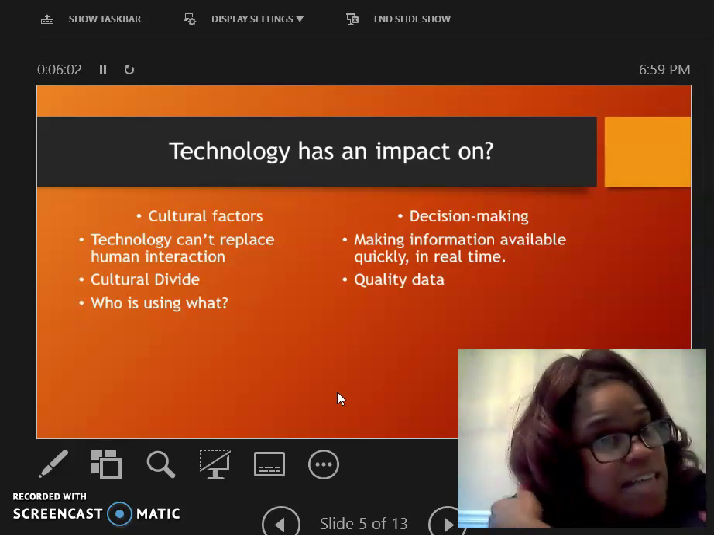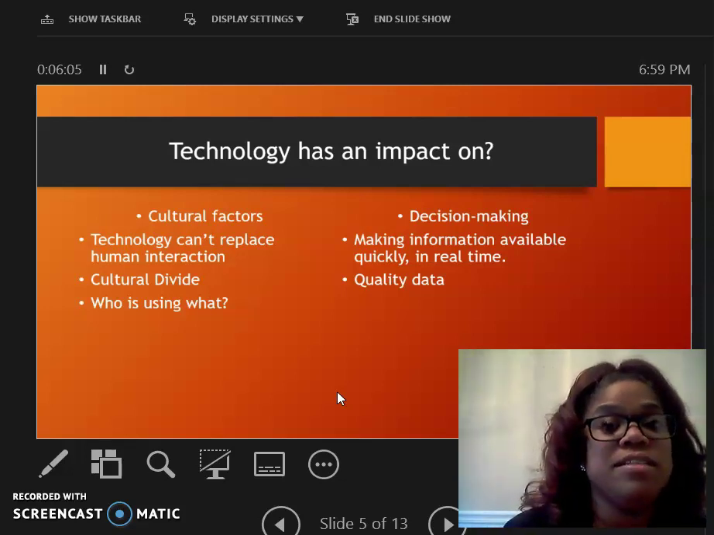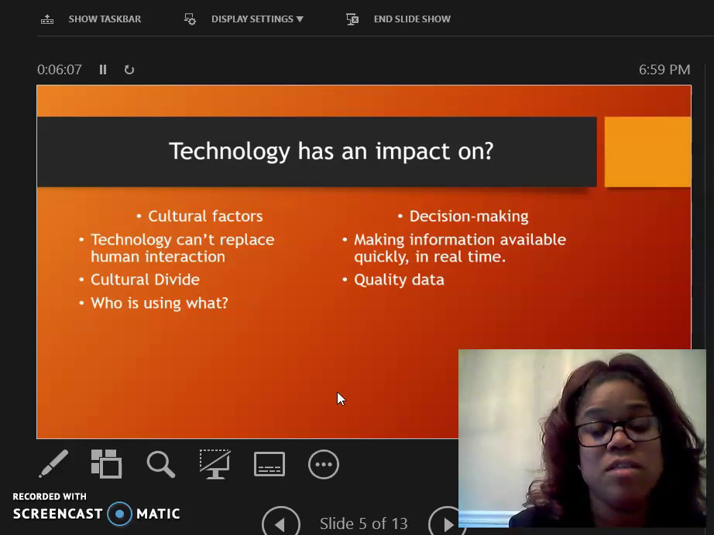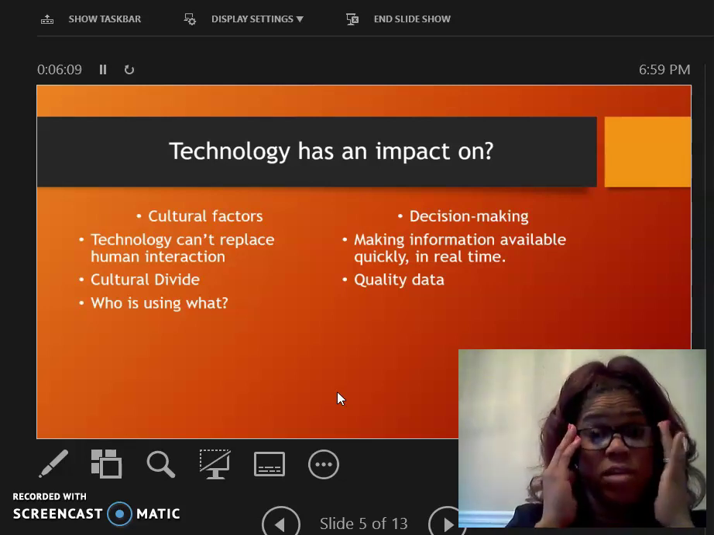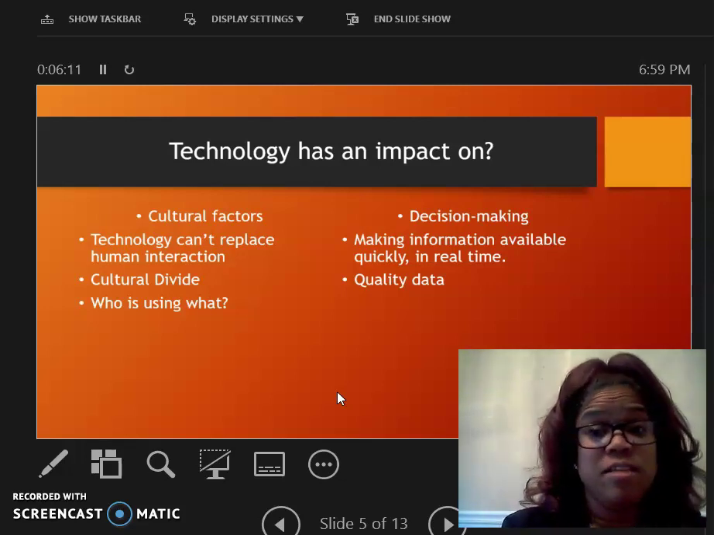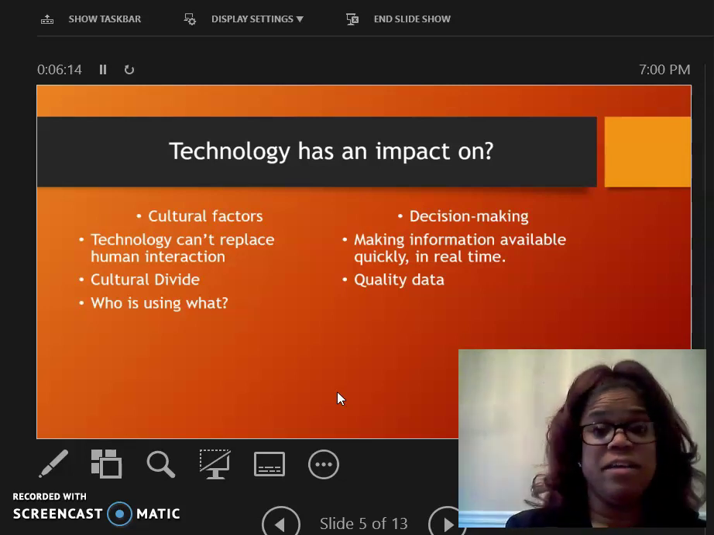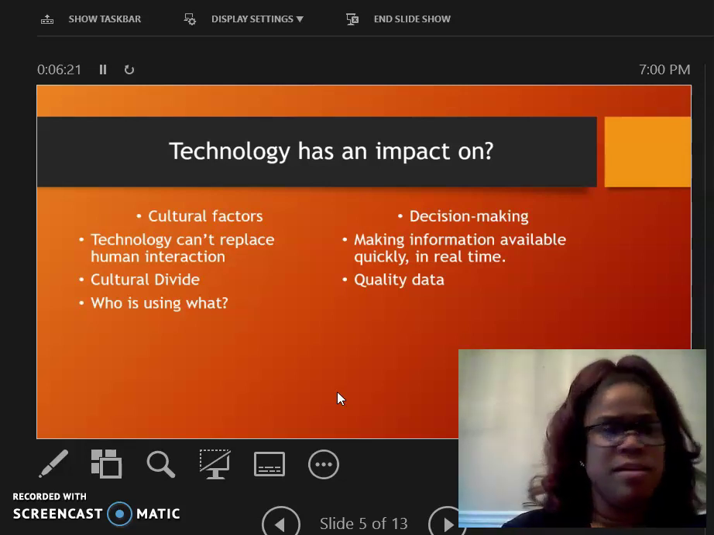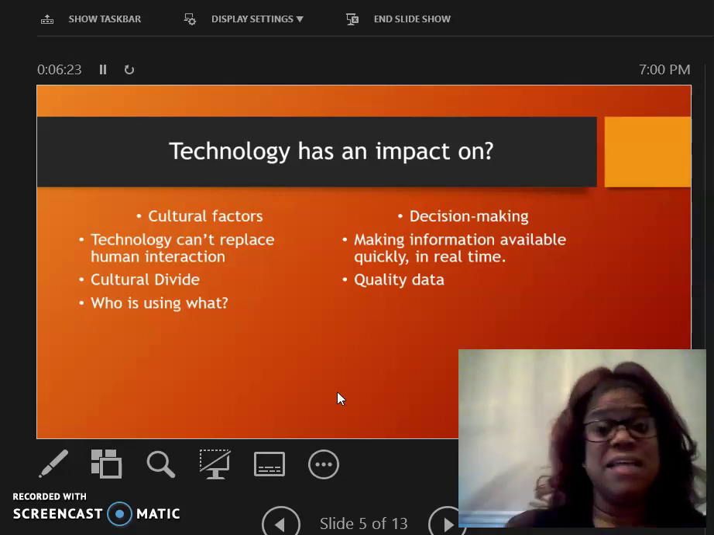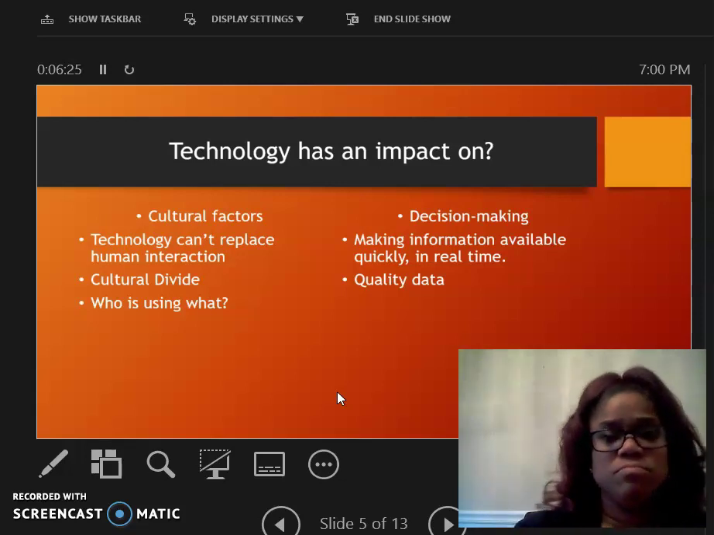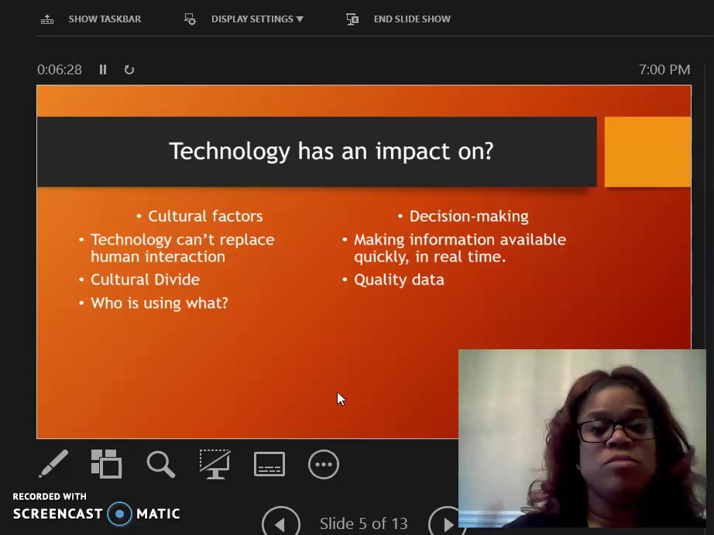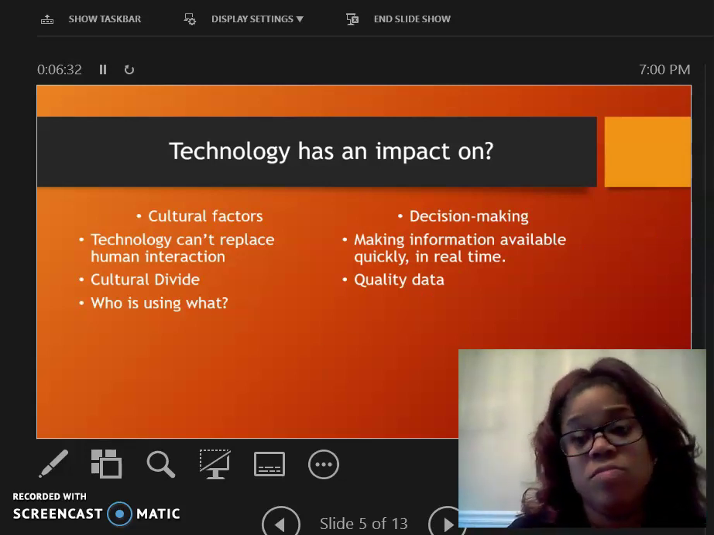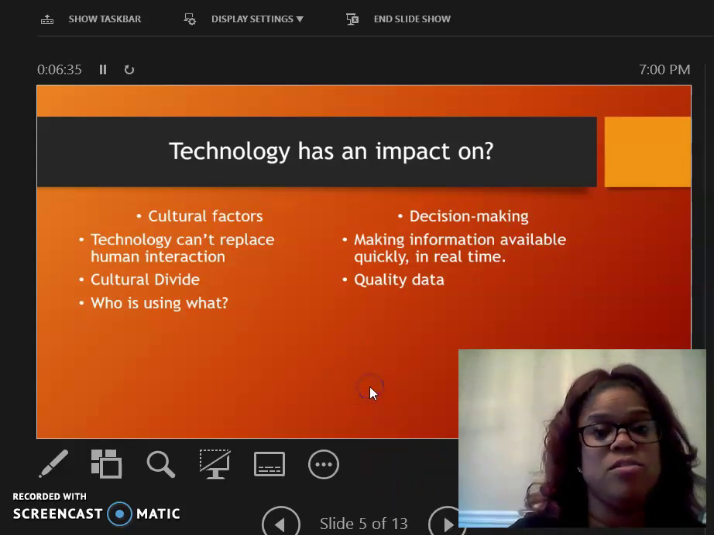So the next thing technology has an impact on is definitely decision making, because once the system is implemented and we go live, there's instant information. It's right there, live, and it's definitely quality, because we can see what a patient has had done, where they've been in the last 3 months, the last 4 medicines that were prescribed. It would just be there live, ready to go. So that's definitely how technology is going to impact this whole process.